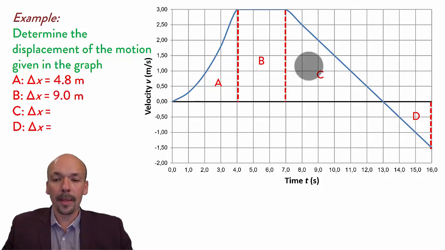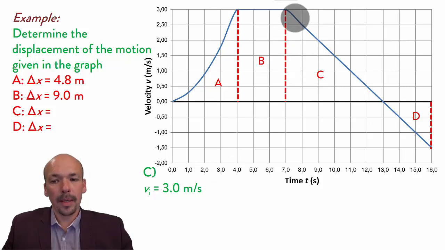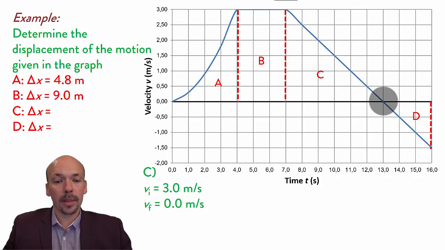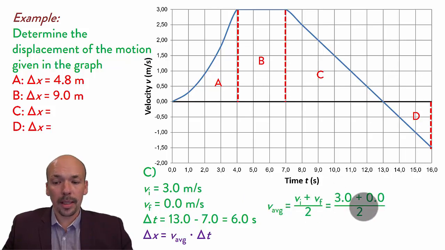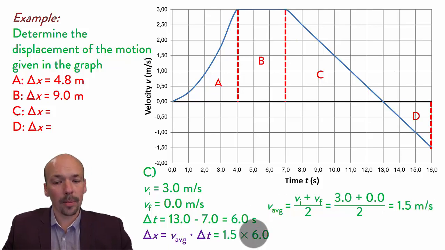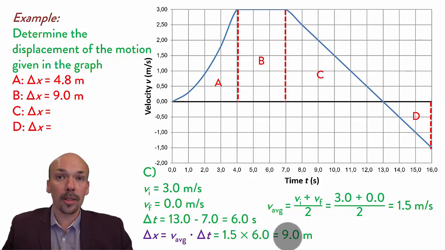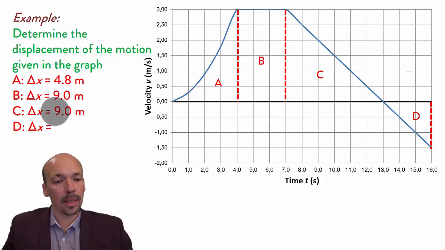We added it over here. Now we go to C. C, we have an initial velocity of 3 meters per second. That's over here. It ends here with 0 meters per second, so that's the final velocity. The time, it ends at 13, it started at 7, so that's 6 seconds. The average velocity between those two we have to calculate, so we use this equation again. We add 3 plus 0 divided by 2, so that's 1.5 meters per second. We put it in the equation here, 1.5 multiplied by the 6 seconds, and we have a displacement of 9 meters. So we put that down here.